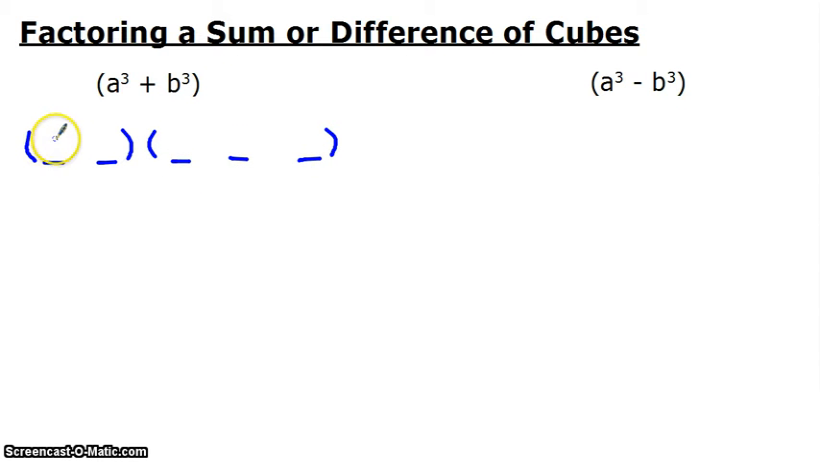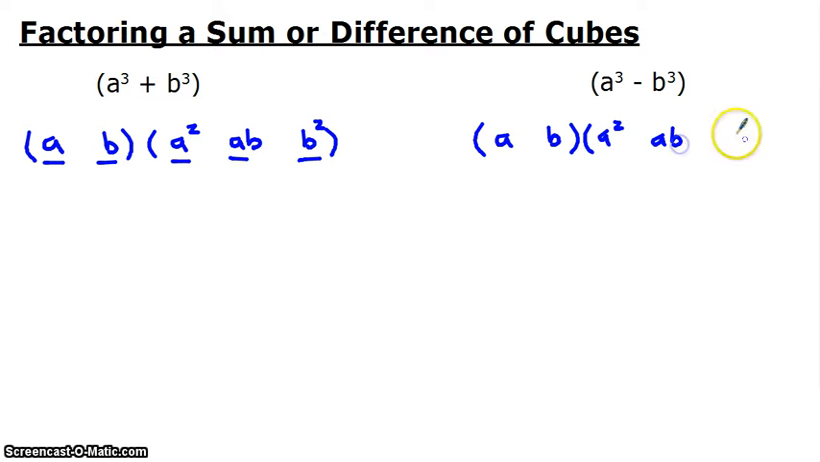All right, and the pattern holds the same every time. That's a, b, a squared, a times b, and b squared. That's going to be true of both types over here. So same thing over here: a, b, a squared, a, b, b squared. The only thing that separates these are the signs in the middle. For this one, you have a plus and a minus and a plus. For this one, you have a minus and a plus and a plus. You see those first two signs are switched in each one.